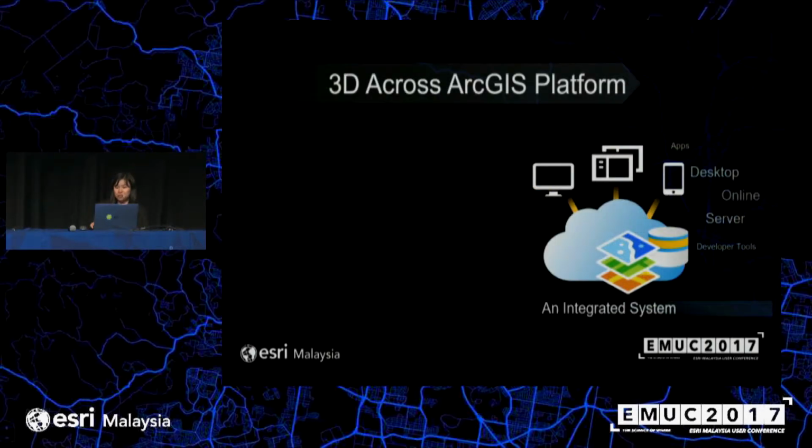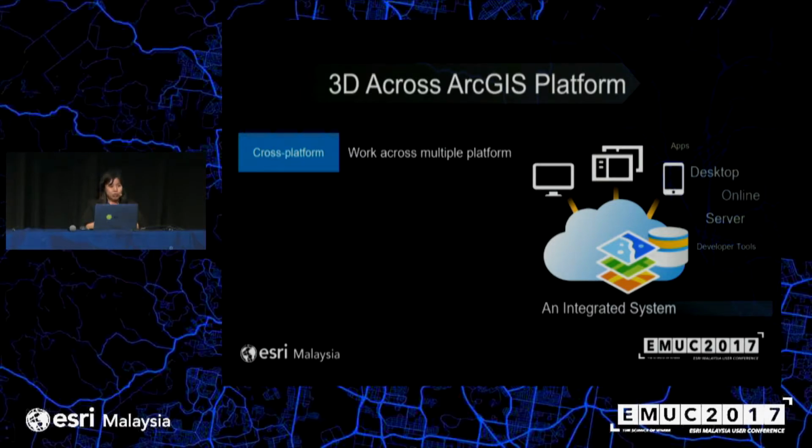Our 3D works across the whole ArcGIS platform. What cross-platform means is that when you apply 3D technology, which we call an enterprise 3D GIS, you can access 3D maps and capability across multiple client platforms.